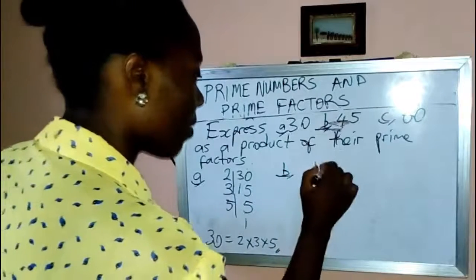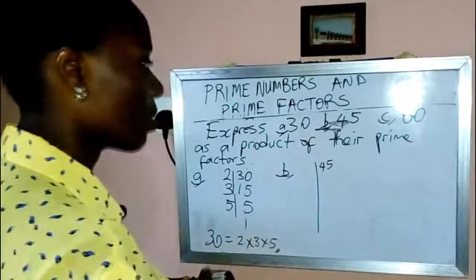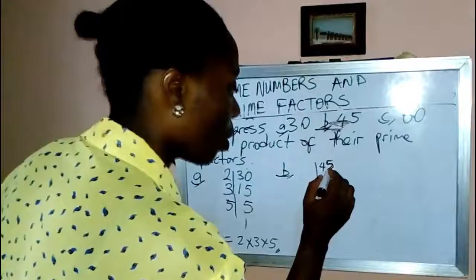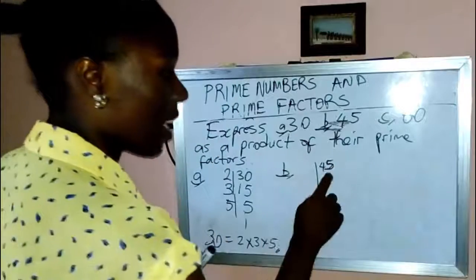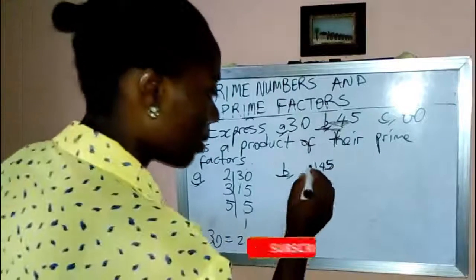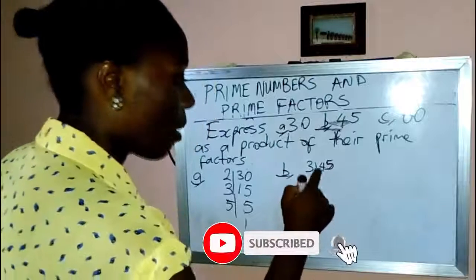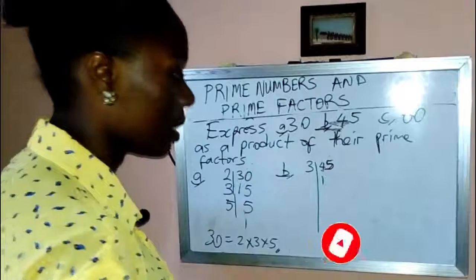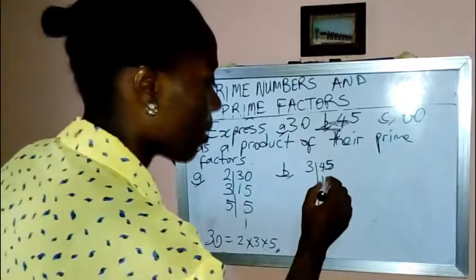How about my B? I want to express 45 as a product of its prime factors. I will not use 2 because this is an odd number, and so 2 cannot divide this number without a remainder. Let's see 3. 3 into 4, I have 1, remainder 1. I put my 1 here, it becomes 15.